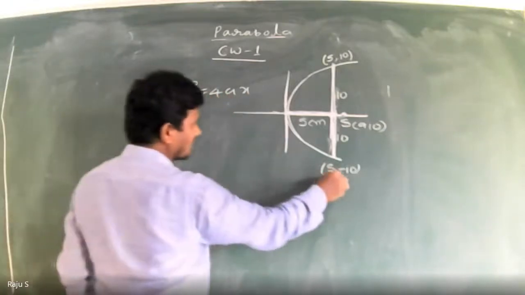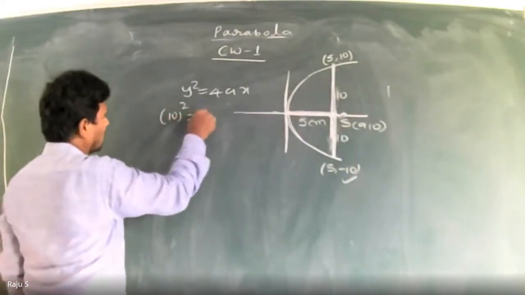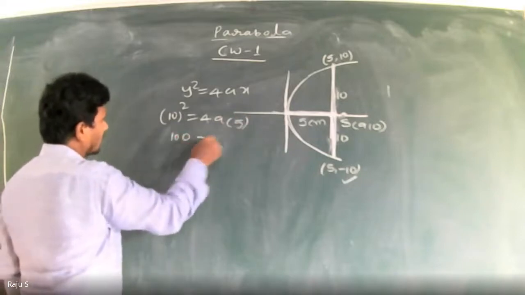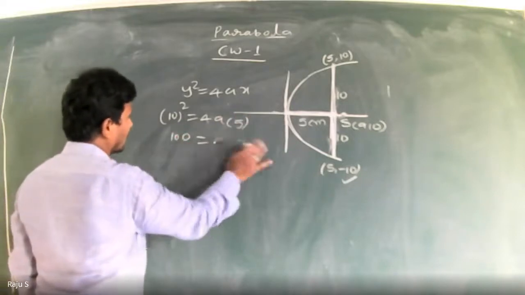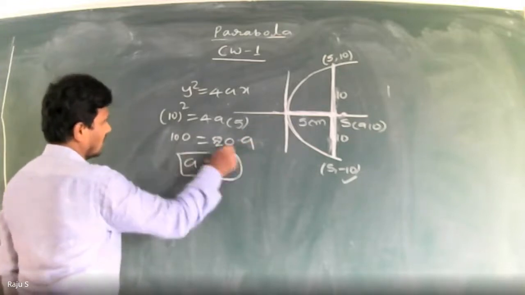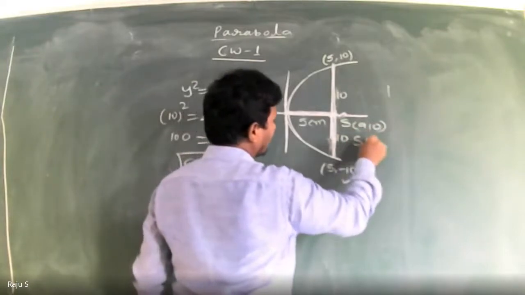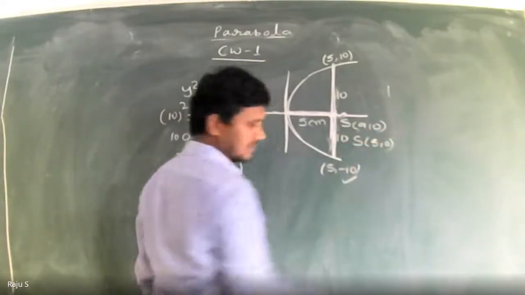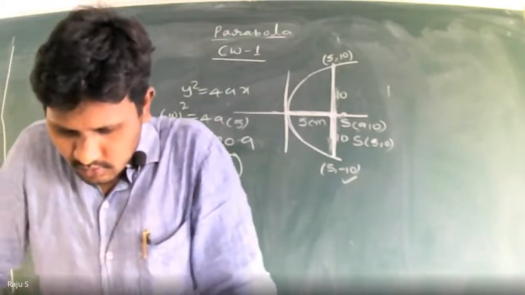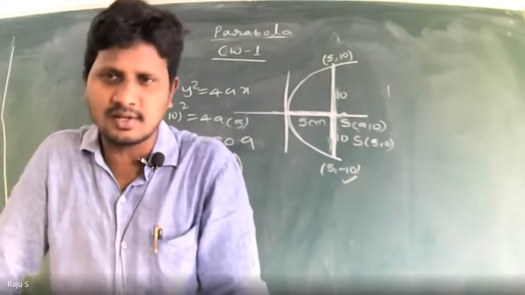10. Either you can substitute this point or this point. So 10 square is equal to 4a into x, which is 5. So 100 is equal to 20a, so a is equal to 5. When a is equal to 5, the focus is a comma 0, so the focus is 5 comma 0. That's it. Simple question. So according to the options, the first option is correct.